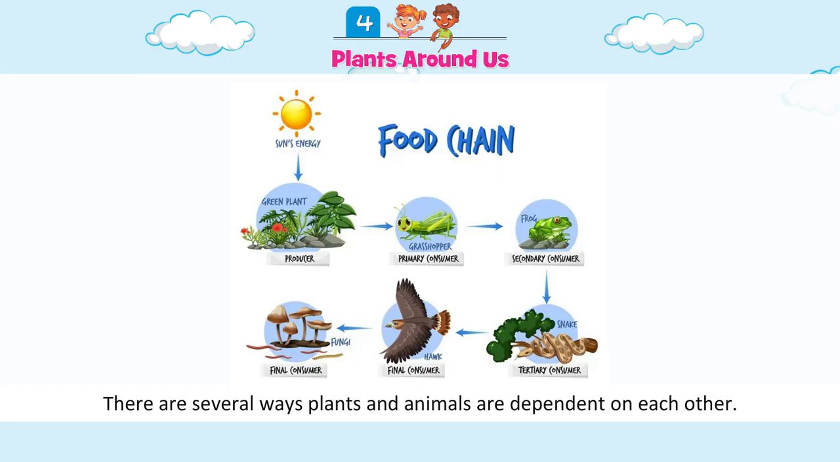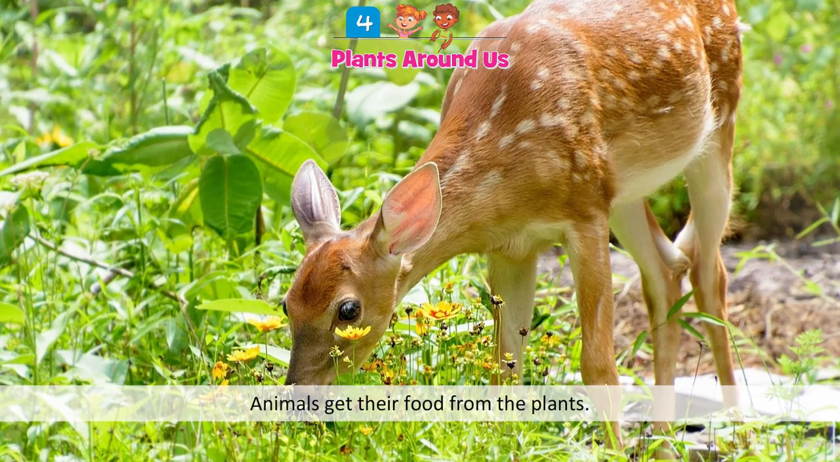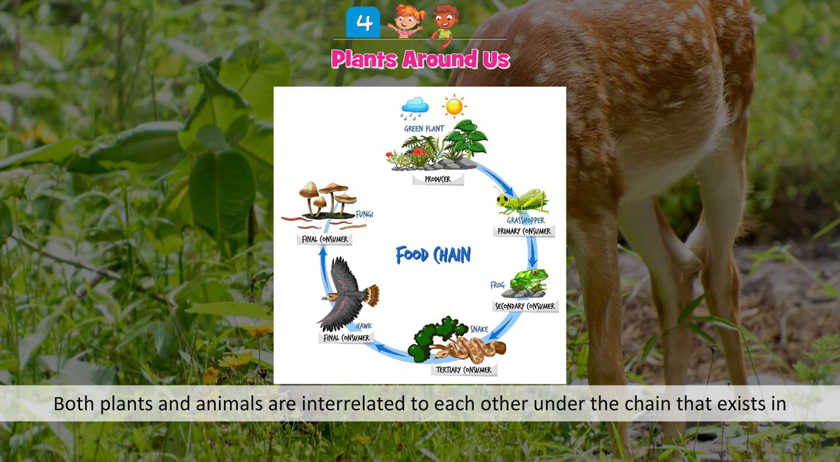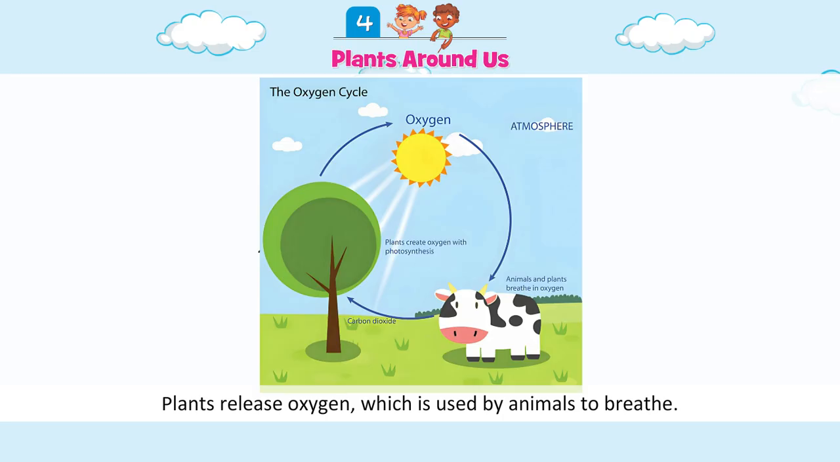Interdependence of plants and animals. There are several ways plants and animals are dependent on each other. Green plants are the main producers of food. Animals get their food from the plants. Both plants and animals are interrelated to each other under the chain that exists in nature for obtaining food. This is known as food chain.